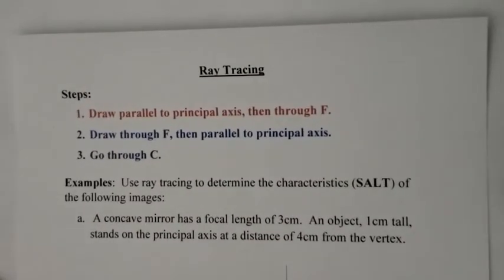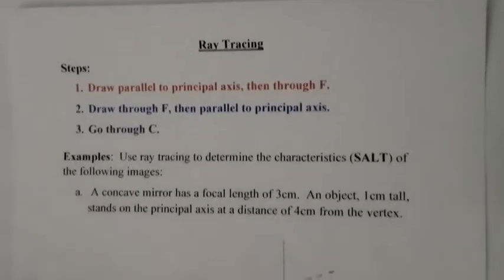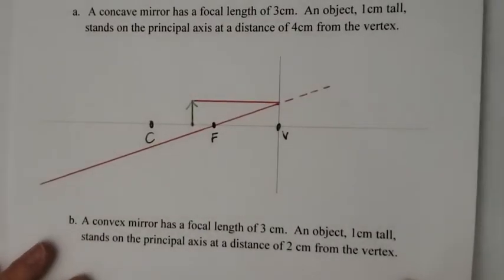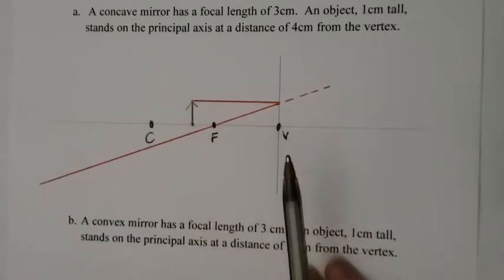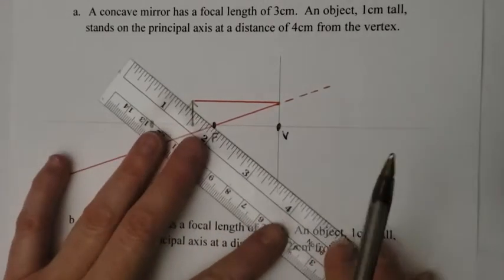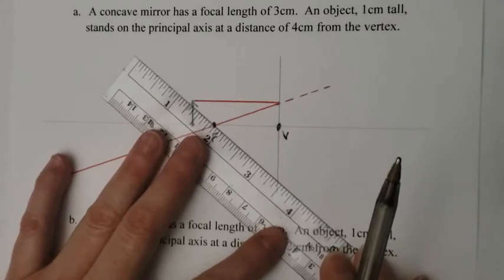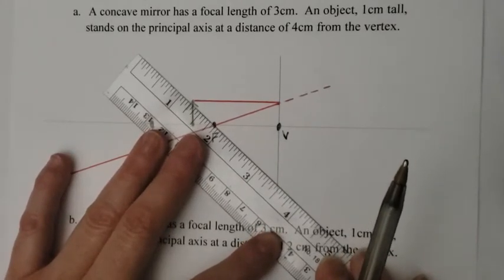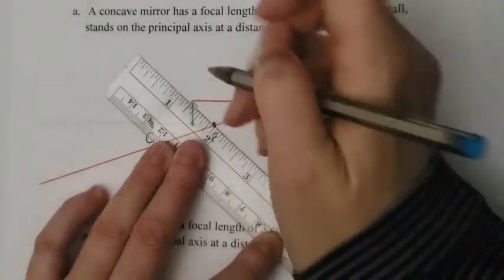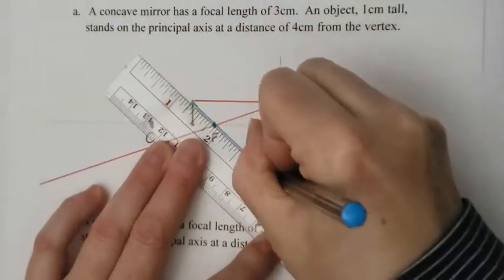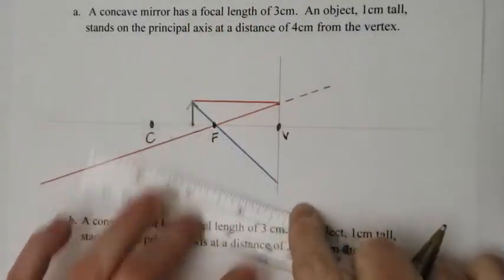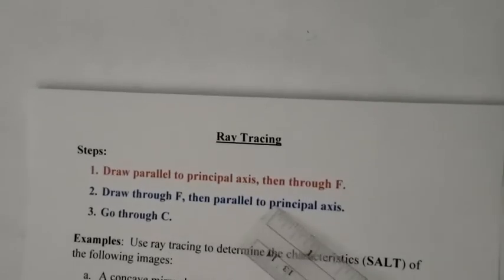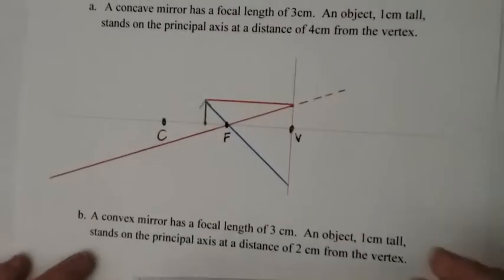It says, draw through F, and then we're going to stop and then do the second part. So again, we go from the tip, and this time we're going to go through F. So you take your ruler and you line it up. So it goes from the tip of the arrow through F, and it hits the mirror, and then you stop once it hits the mirror. There we go. So the beam, you stop it, you lift your ruler off, and the second half of that says, then parallel to the principal axis.